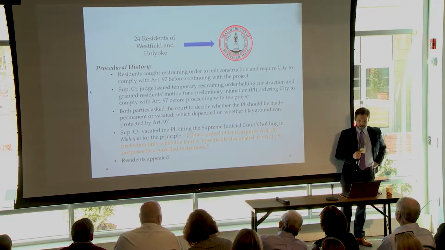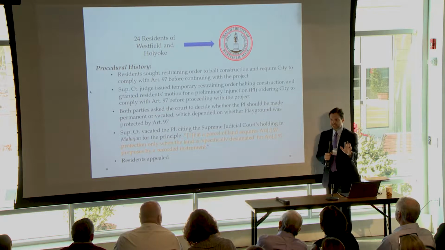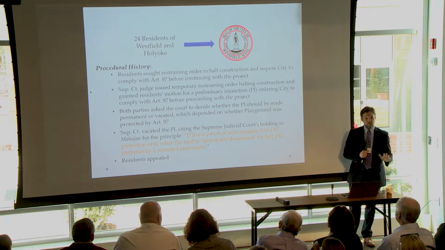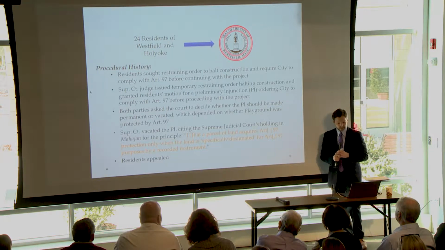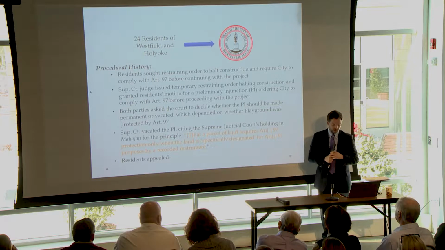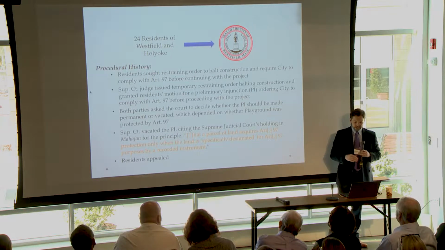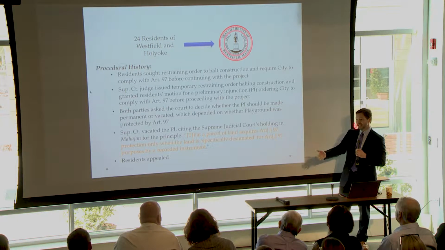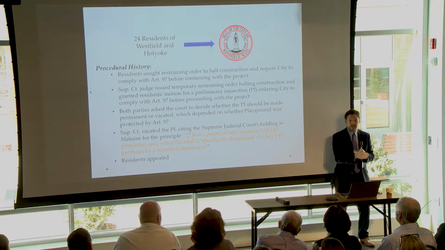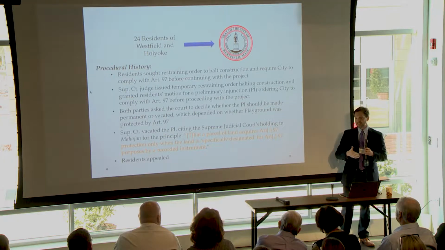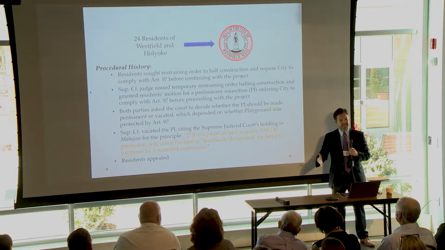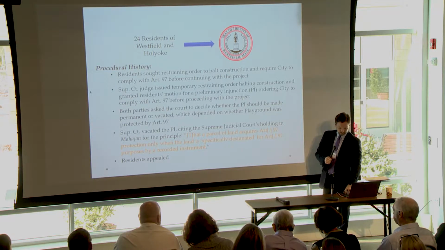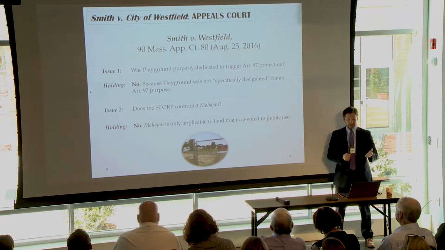The Superior Court issued a preliminary injunction to stop the city from proceeding, but ultimately that preliminary injunction was vacated, and the Superior Court said that the city could go ahead. The reason for that holding was citation back to Hansen and to Mahajan, saying there's nothing recorded in the chain of title for this property that says it's been designated for Article 97 purposes, so no Article 97 protection. The residents appealed further to the appeals court.